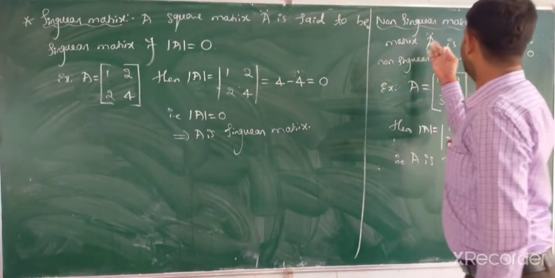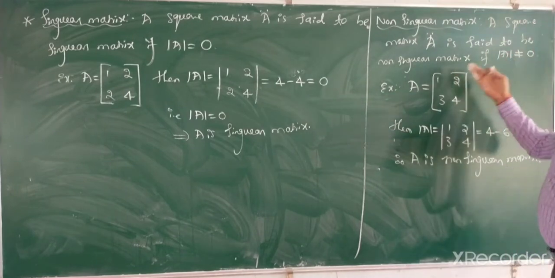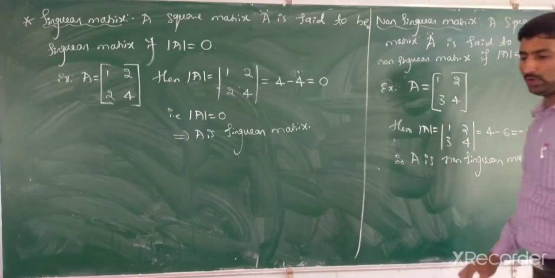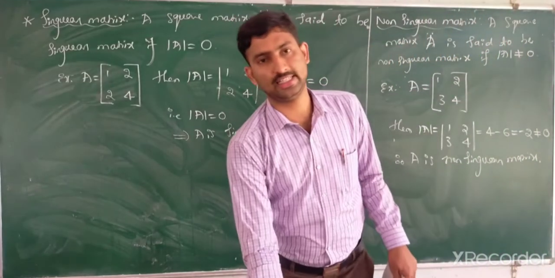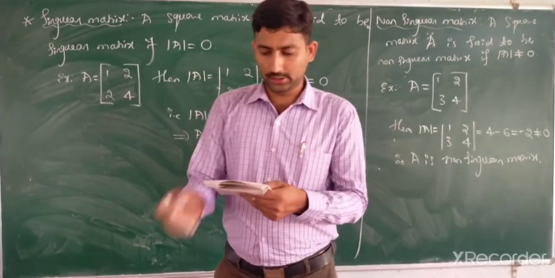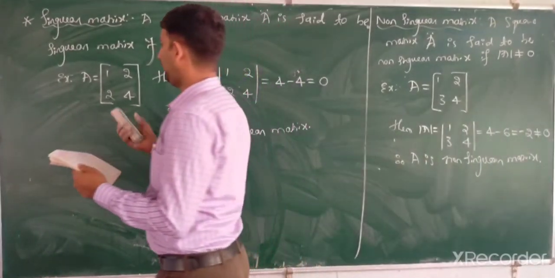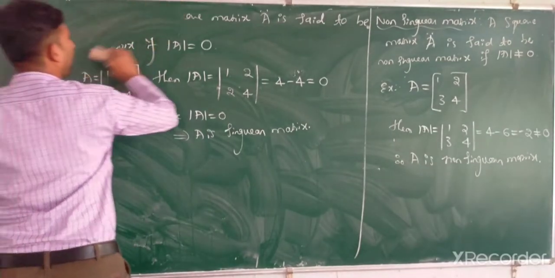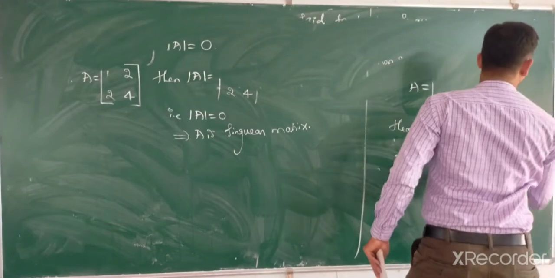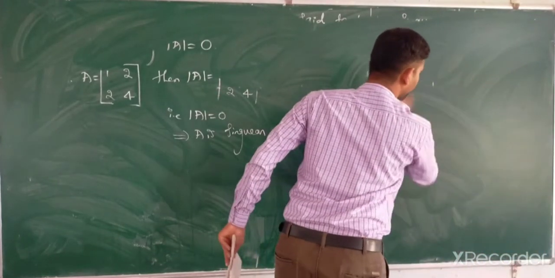What is non-singular? A square matrix capital A is said to be non-singular matrix if determinant of A not equals to 0. This is minus 2 not equals to 0. Therefore, the given matrix is non-singular. Then, let us find out one problem based on the singular matrix definition.